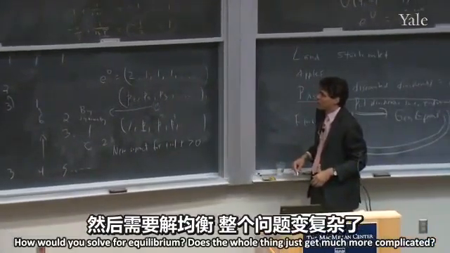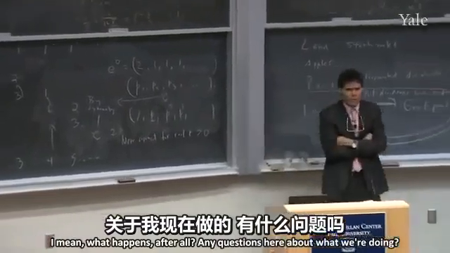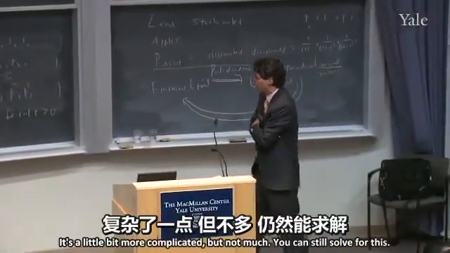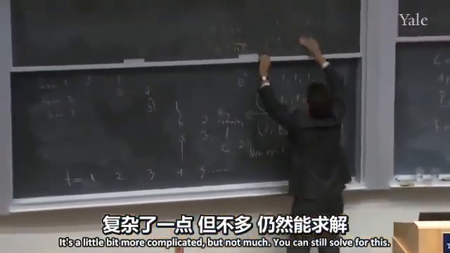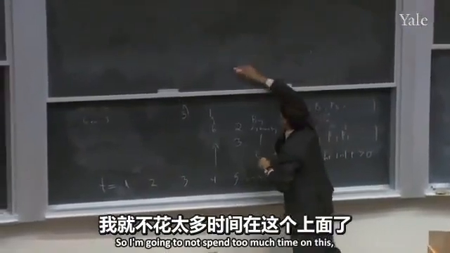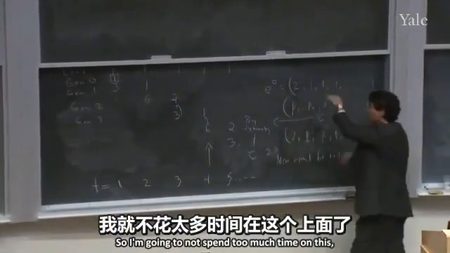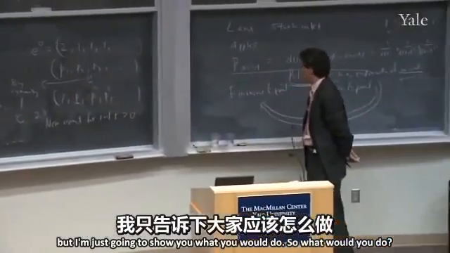Does the whole thing get just much more complicated? I mean, what happens after all? Are there any questions here about what we're doing? So it looks way more complicated, but it's not. It's a little bit more complicated, but not much. You can still solve for this. Okay, so I'm not going to spend too much time on this, but I'm just going to show you what you would do. So what would you do?